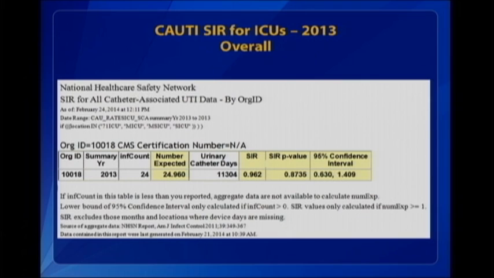So we can only include those locations in the SIR for which we had a pooled mean in the published baseline report. One of the most frequently asked locations we get is telemetry units. A lot of folks are reporting for telemetry units. We did not even have a telemetry ward location type in NHSN at the time the baseline data were reported to us. It was a location that was added, I believe, in 2010. So because we don't have anything for the baseline data, we can't include that location in our SIRs.